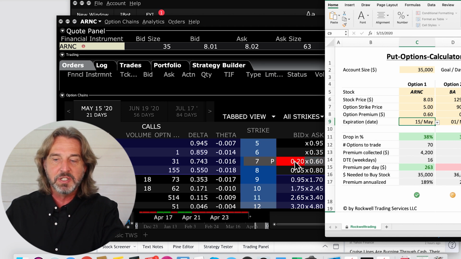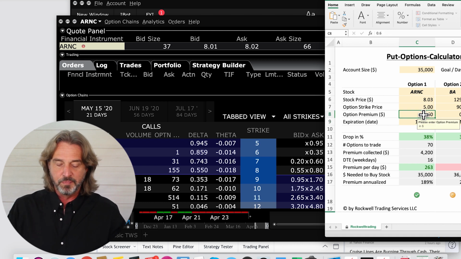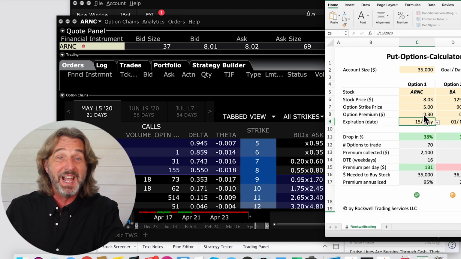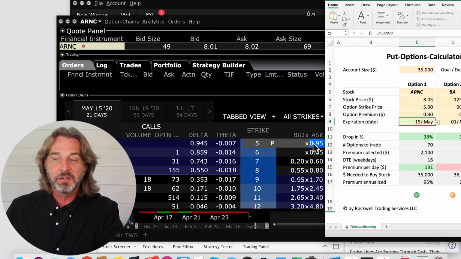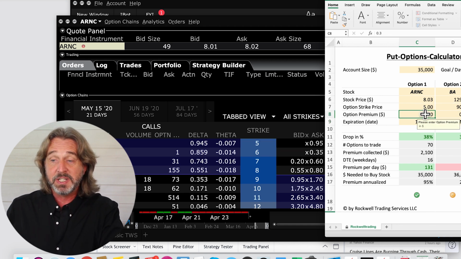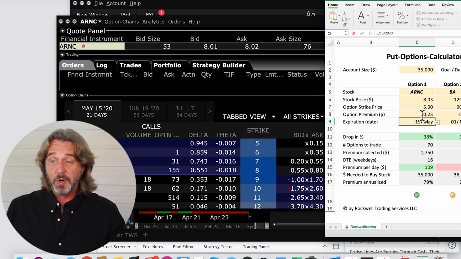So to be honest, with the 5 strike price, we probably can only get 30 cents. You'll see in a moment when we move to BA, Boeing, options that are more heavily traded, that is easier to find the bid-ask price. Well, look at this. If we would get 30 cents, we would make $131 per day. That sounds good. We could actually go as low as 25 and would still meet my criteria.